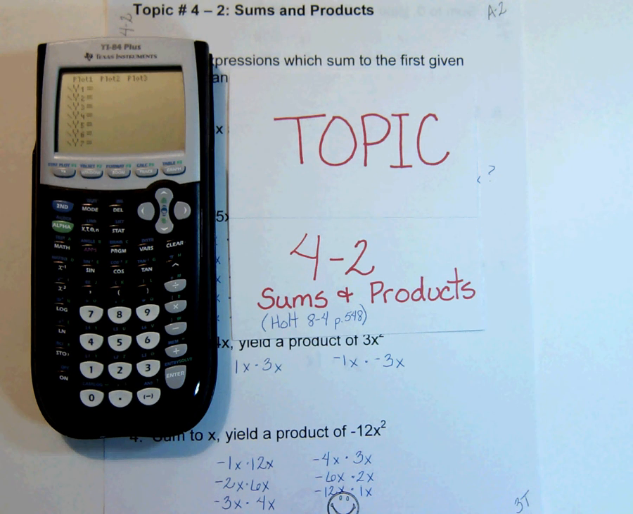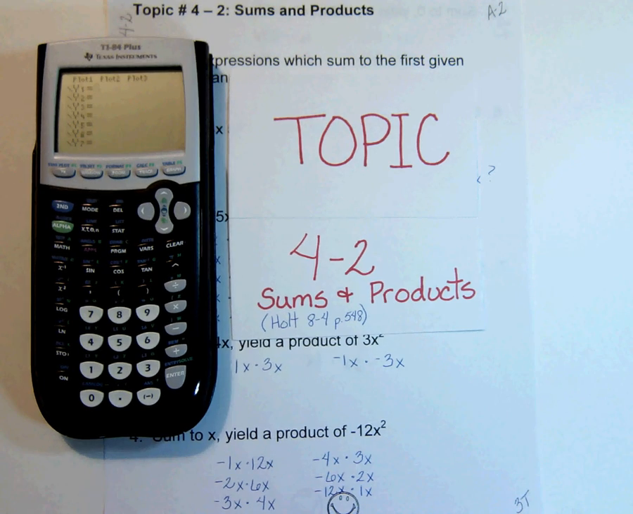Topic 4-2, sums and products. We're going to continue to be looking at quadratics and factoring. However, this one we're just doing a little exercise in finding sums and products. You can still find factoring in Chapter 8 from your Holt textbook, Section 4, starting on page 548.